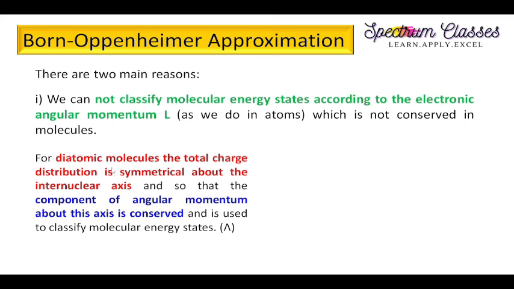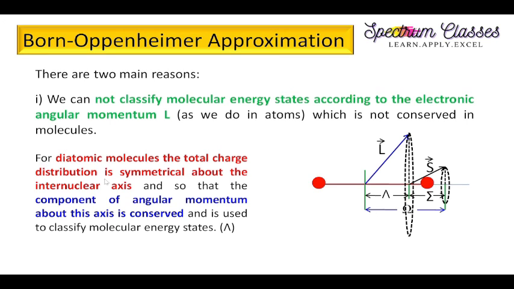Here I am going to show you one example. This example I have already discussed in my molecular term symbol video, so I will give the link of this video in the description box. For diatomic molecules, the total charge distribution is symmetrical about the internuclear axis. Here you can see, so the concept of angular momentum about the axis is conserved. This is the conserved angular momentum in the case of molecules, and it is used to classify molecular energy states.